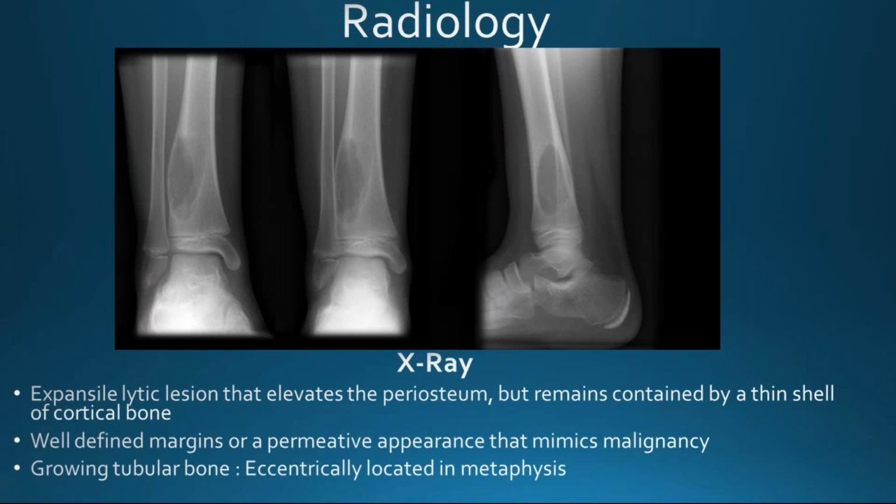So this is an expansile lytic lesion on radiology, which elevates the periosteum but remains contained by a thin shell of cortical bone. You have seen simple bone cyst, which is centrally located, but this is an eccentric expansile lesion. This has well-defined margins or a permeative appearance that mimics malignancy.